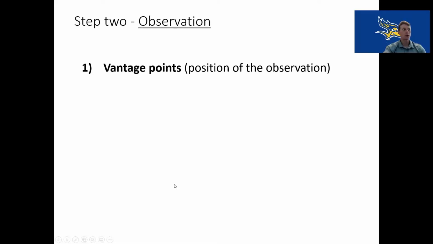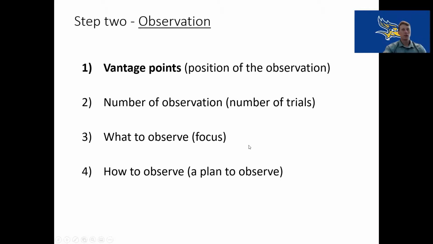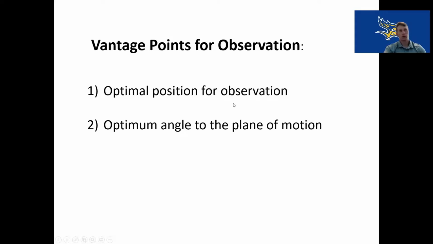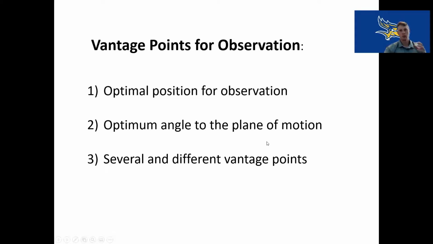We find vantage points. So we create positions for the observation. We need to determine how many vantage points or how many points of view we're going to use, how many trials we're going to observe, and how we're going to focus on that observation. Is it going to be a narrow focus, a wider focus? And then how we plan to observe or score when we're watching this movement. So the vantage point is the optimal position for observation. We should view movements from more than one vantage point.